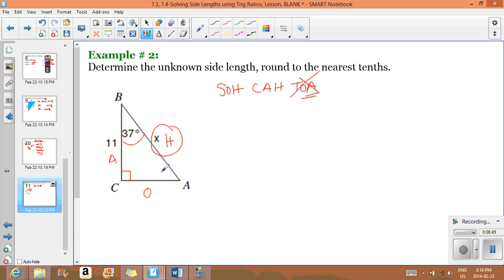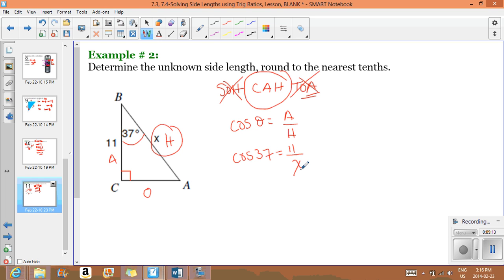The other thing is we don't know anything about this O, so we're not going to be using O. What we do need is this 11. This 11 is our A. Notice that sine doesn't have an A, so sine we cannot use. So the CA part is what we're going to use. This is cos of an angle equals A over H. If we substitute in values, we have cos of 37 equals 11 over x.